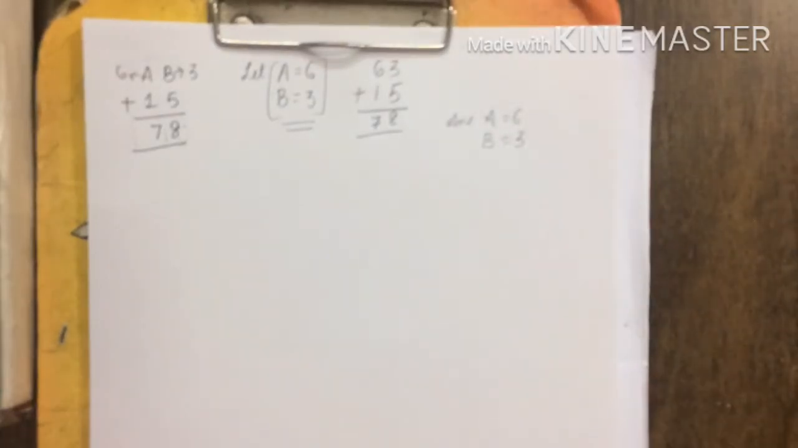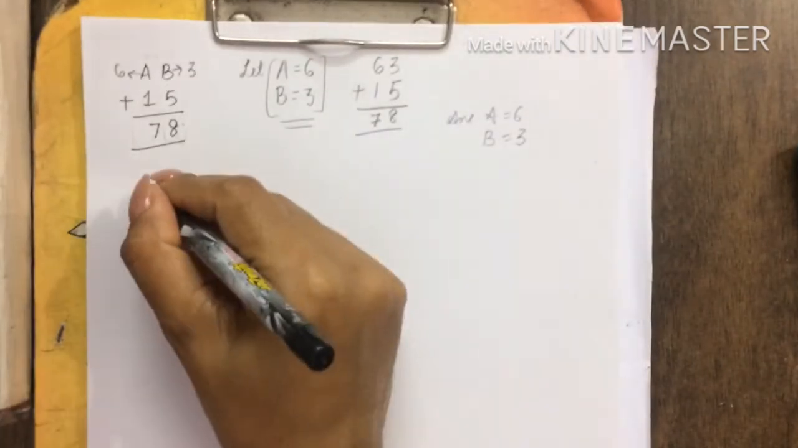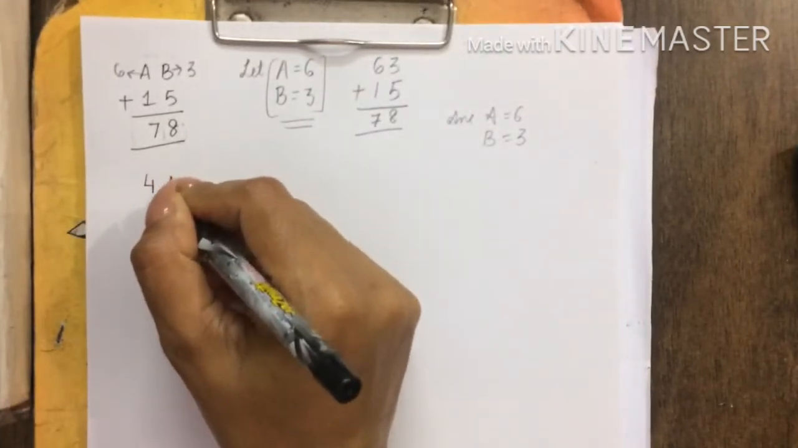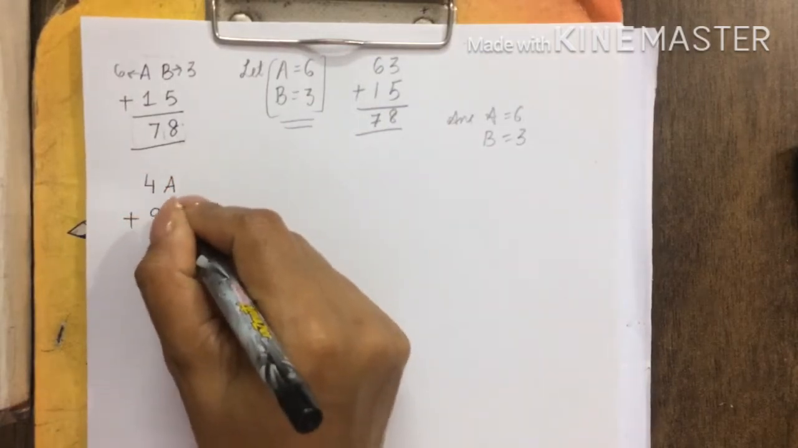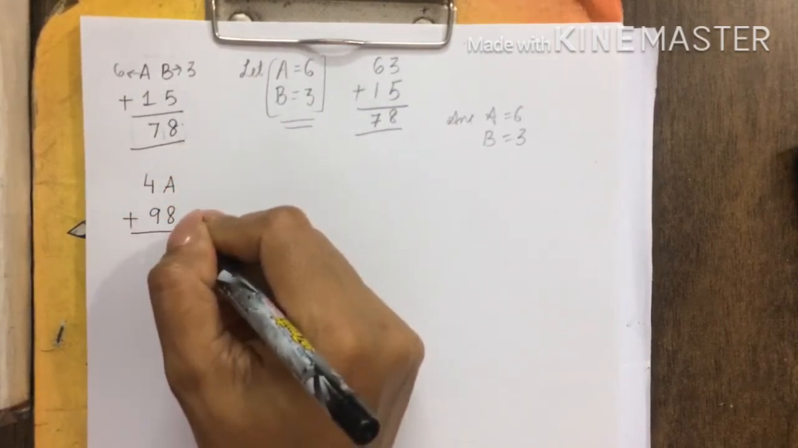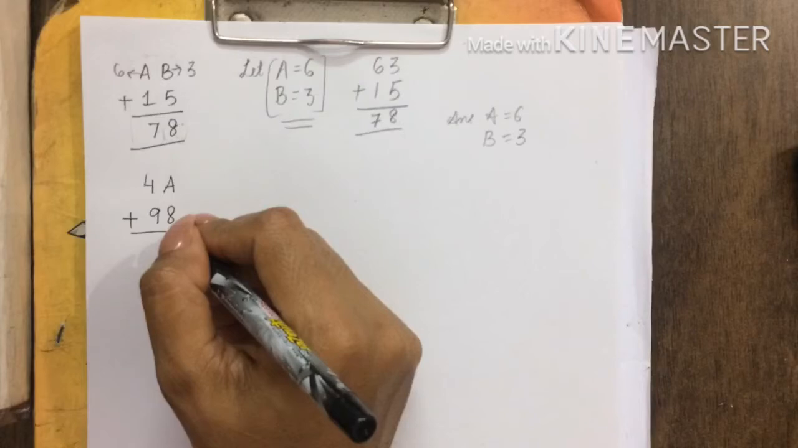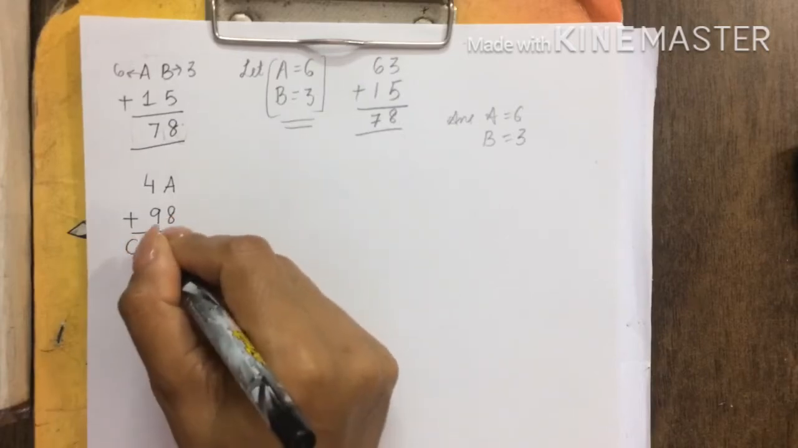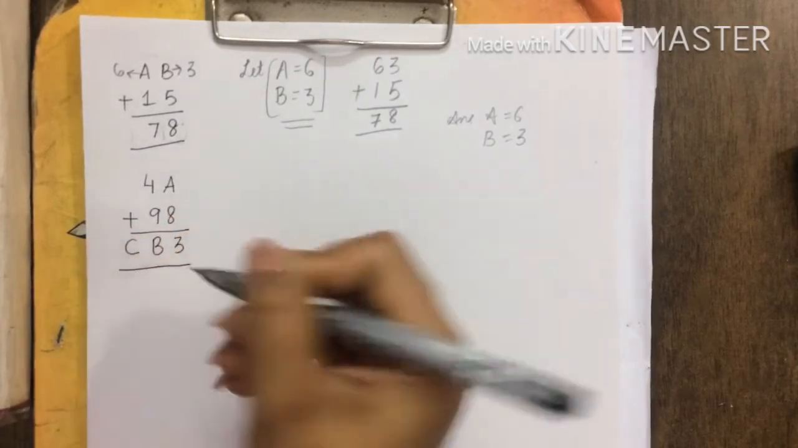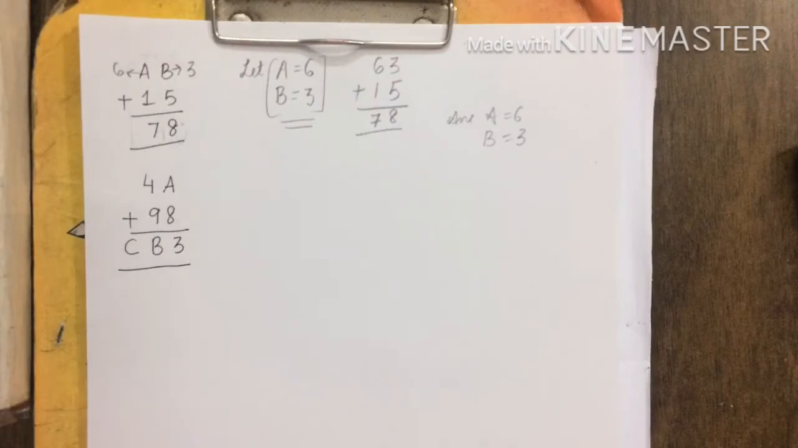Let's do one more part. 4A plus 98, the sum is a 3-digit number. Now this is the same problem which I had mentioned earlier in the video.